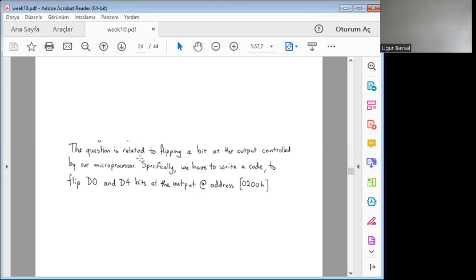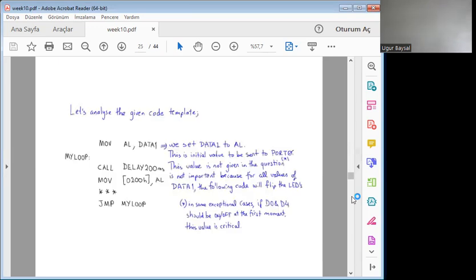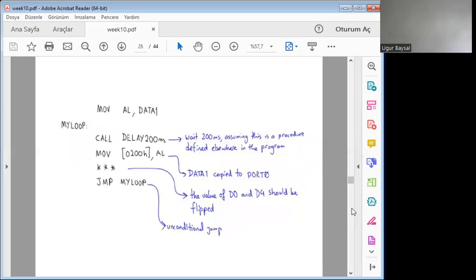For this particular example, this question is related to flipping a bit at the output, which is an address, controlled by our microprocessor. Specifically, we have to write a code to flip the D0 and D4 bits, for example, for 2 LEDs at the output at this address. How can we do that? First of all, you can analyze this assembly code very easily, so I will not repeat the same thing. You had done it for many weeks before the hardware things. And there are some 3 stars, so these are self-exercises.